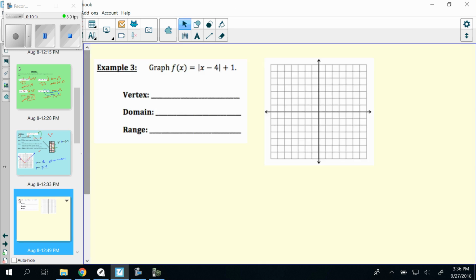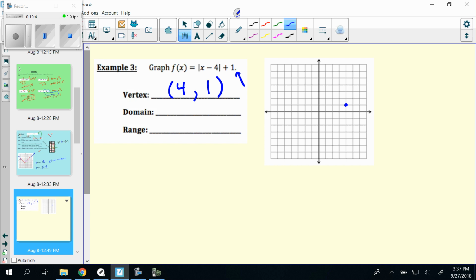All right, flip it over to the back. Let's try graphing some more of these. So for example 3, they want us to graph this one out. Vertex again, we're looking at what makes that 0. 4 minus 4 is 0. So we're going to have 4 comma, and then whatever this number is, that's your y part of the vertex, so 1. So 4, 1, right there.